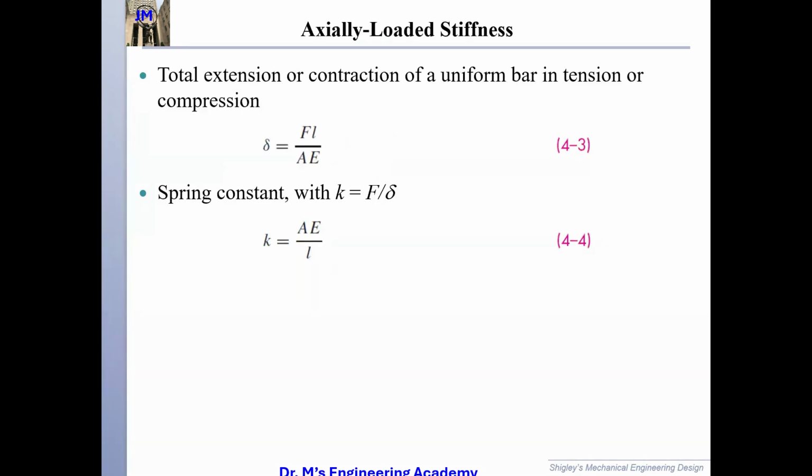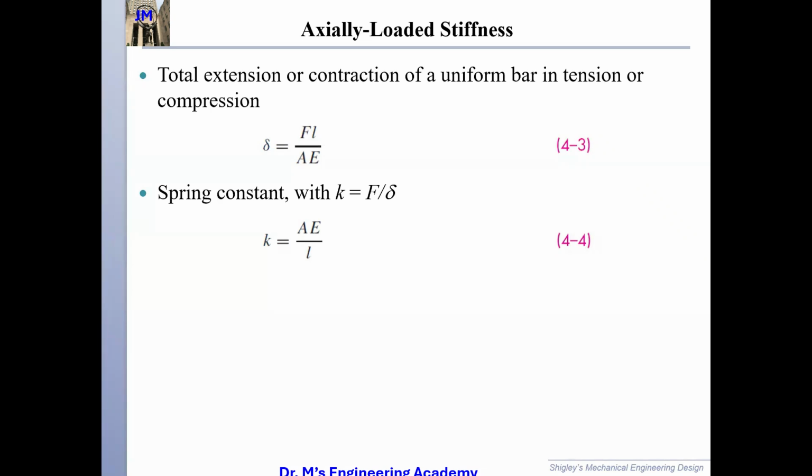Okay. This is the stiffness, and the total expansion or contraction of a uniform bar in tension or compression. The beam can be treated as a spring. If we have a bar with this cross-section area, and we apply either a tensile load or a compression load, we can use this equation to calculate the deflection.